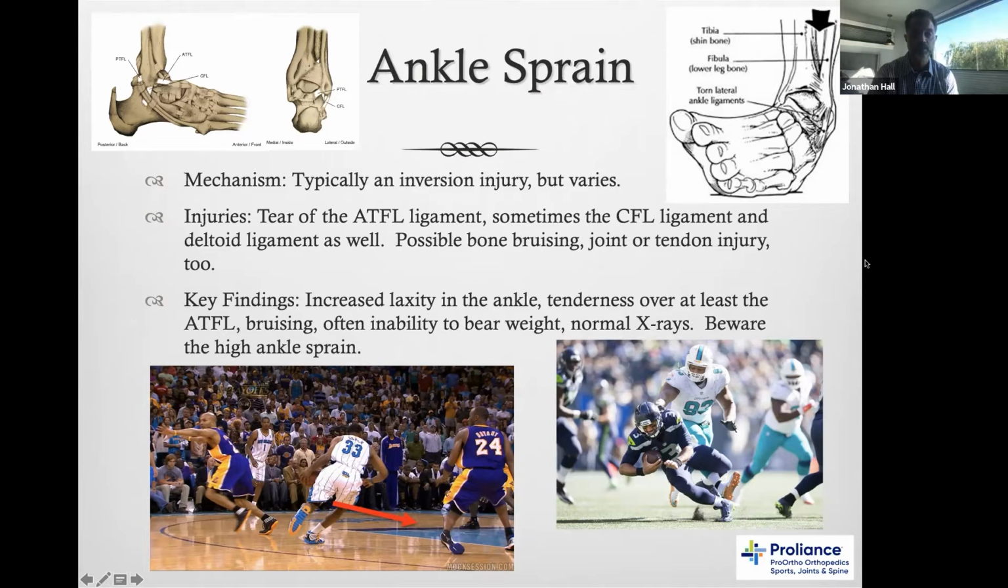The key findings are significant laxity of the ankle, swelling, tenderness, bruising, and oftentimes an inability to bear weight initially. And if it's bad enough and you end up with an x-ray, then those x-rays are essentially normal. The one thing I do make note of is beware of the high ankle sprain. That's sort of a different player here. The typical sprain is the one that happens down low. The high ankle is the one that's above your ankle joint, if you will, between the tibia and the fibula bones.